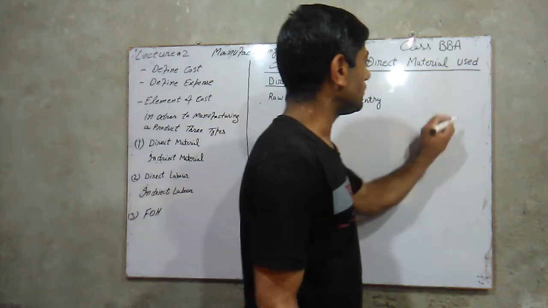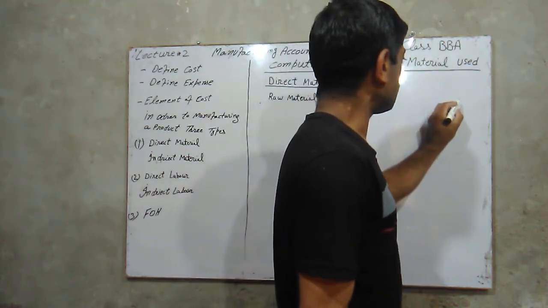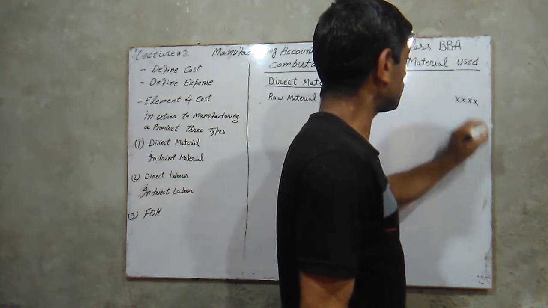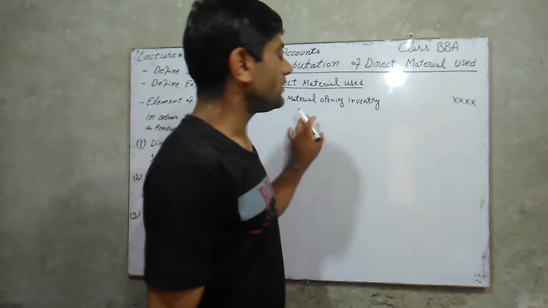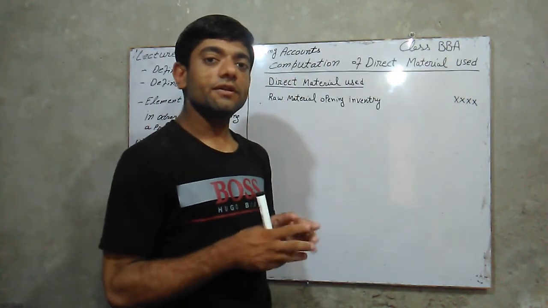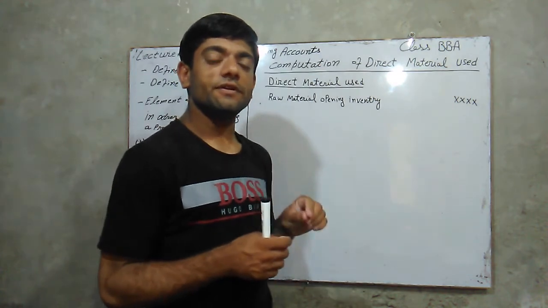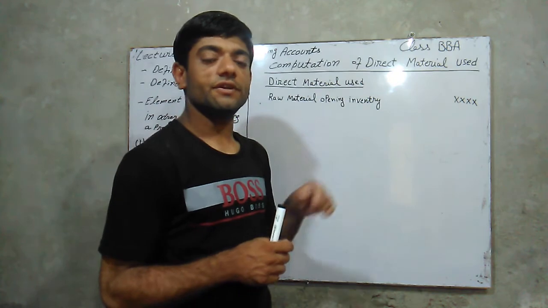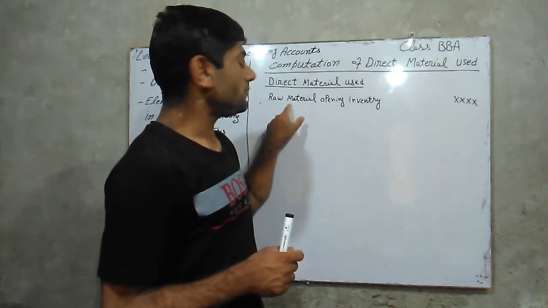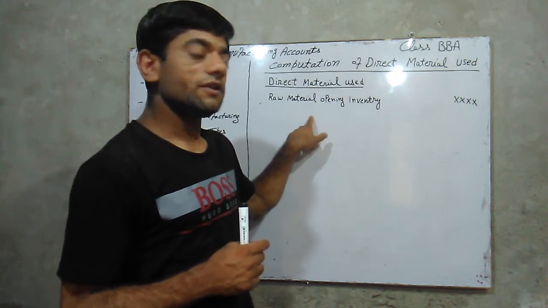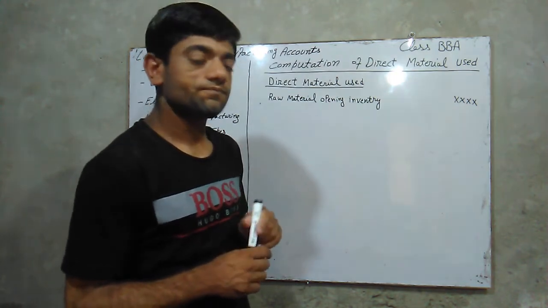Raw material opening inventory. What is raw material opening inventory? The closing raw material of the previous year is the opening raw material of our next year. So this raw material is the closing raw material of the previous year, and this year it is the opening raw material.